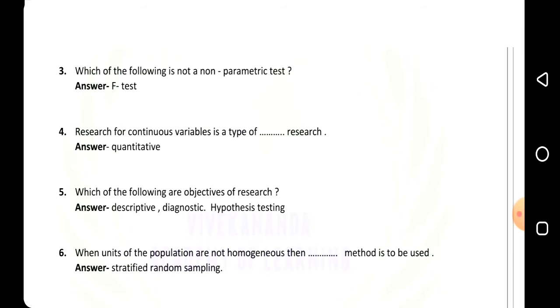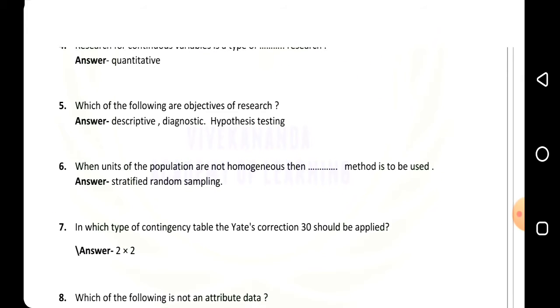Sixth question, when units of the population are not homogeneous, then dash method is to be used. Answer is stratified random sampling. Seventh question, in which type of contingency table the Yates correction should be applied? Answer is 2 into 2.